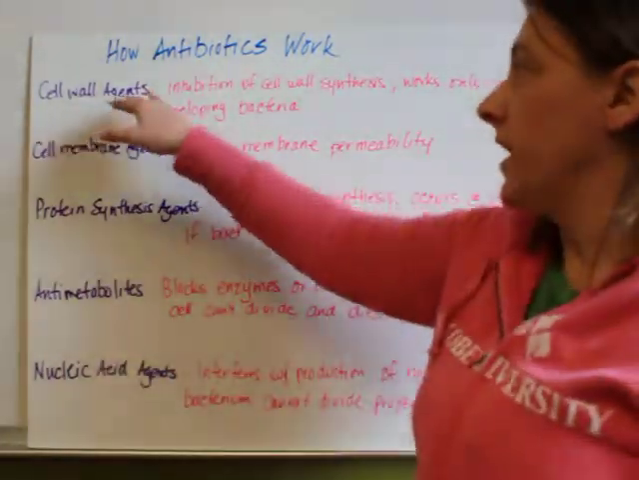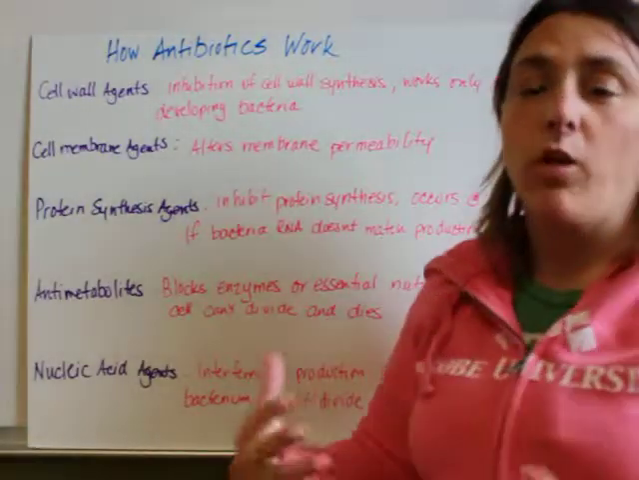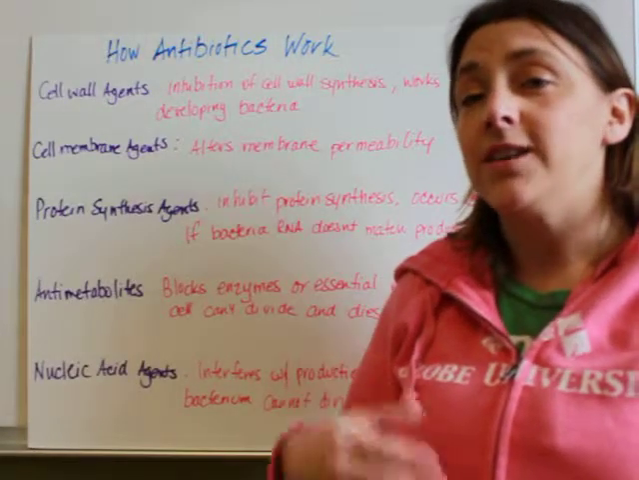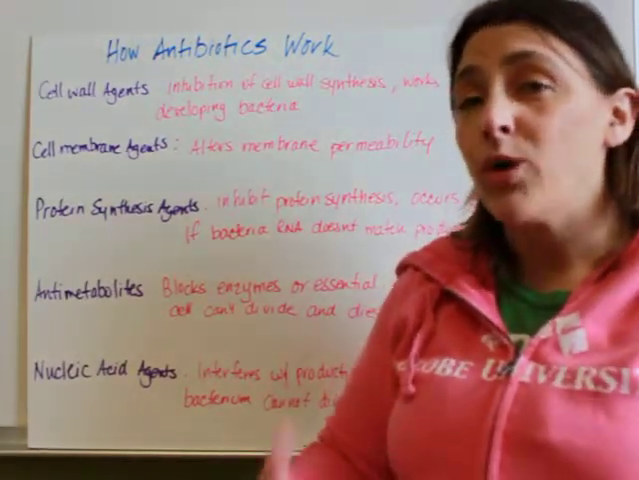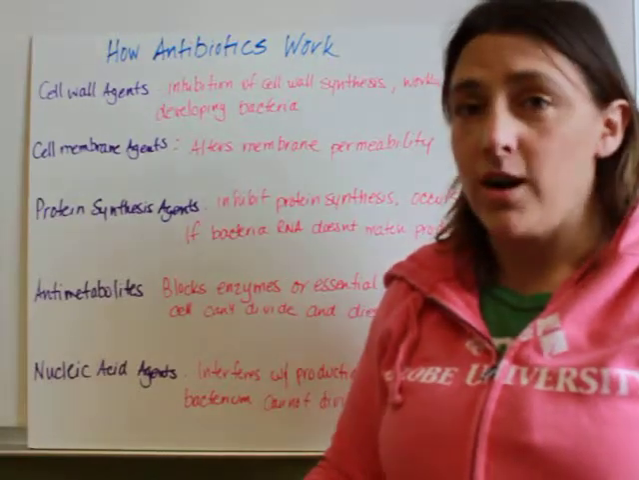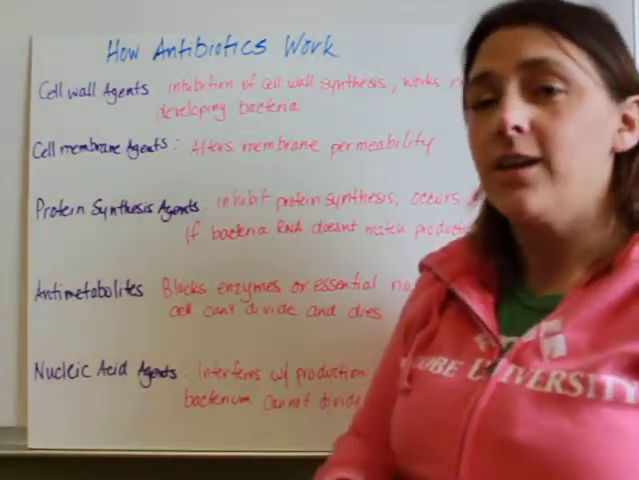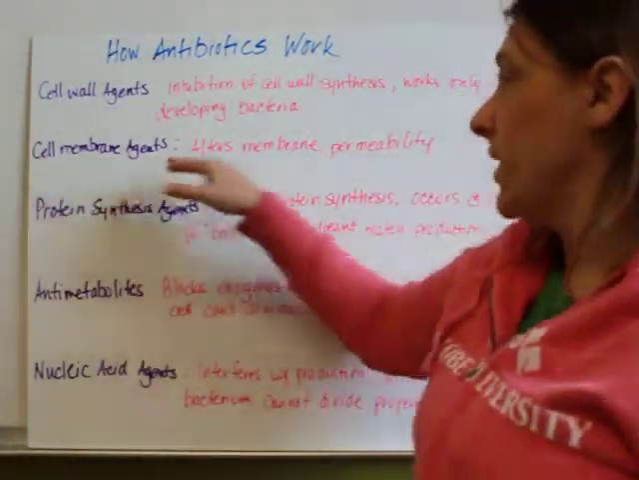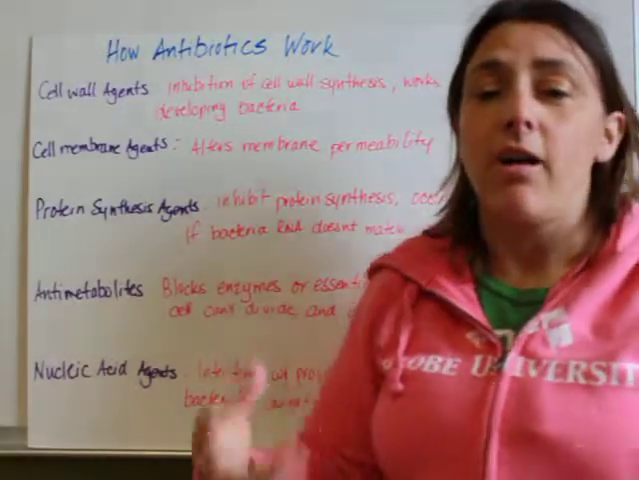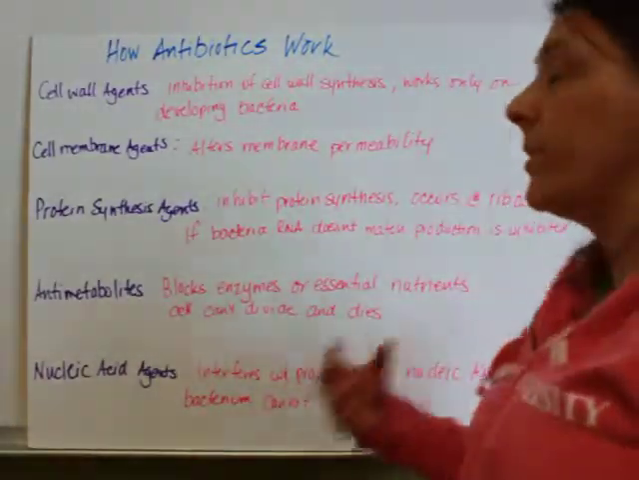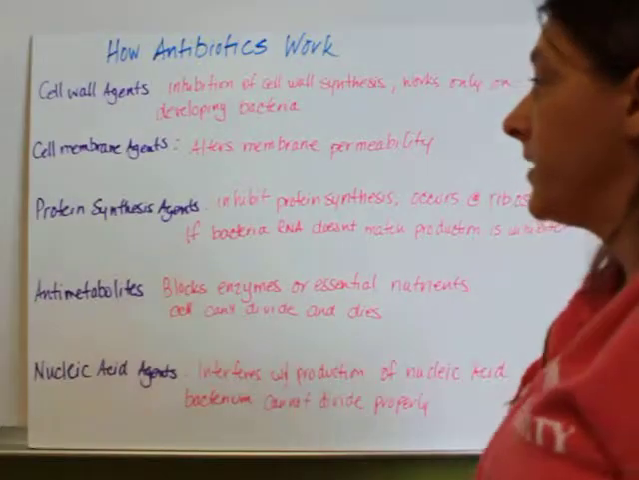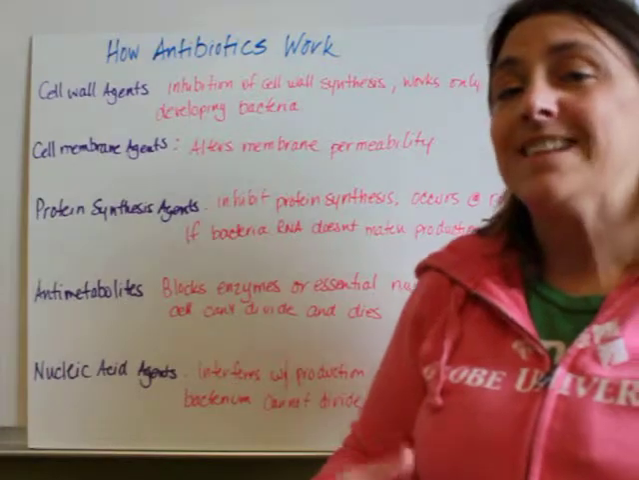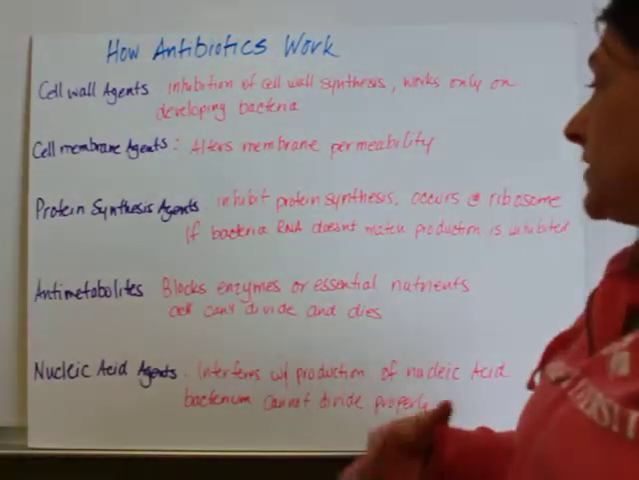So we have cell wall agents, and basically these inhibit cell wall synthesis, okay? It only works on bacteria that is developing. So if the bacteria is already present, this drug is not going to work for it. It's basically going to hold that static, but not allow it to reproduce. Okay? Then there's cell membrane agents, and basically these alter the membrane permeability of the bacteria.